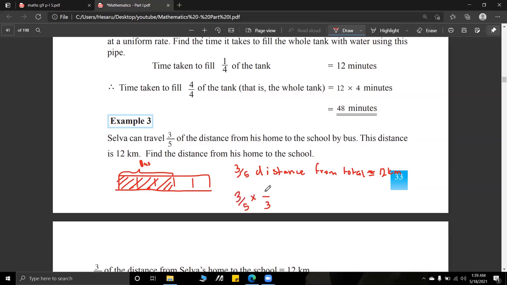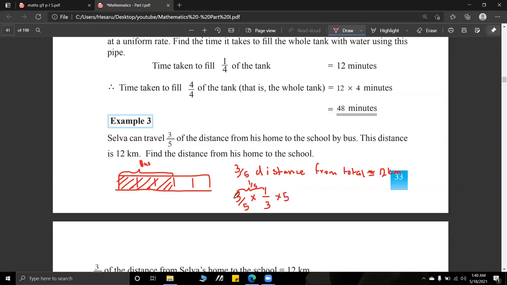So the value is now 1 over 5. But what you need is 5 over 5. In order to make this 1 over 5 a 5 over 5, you need to multiply this by 5.